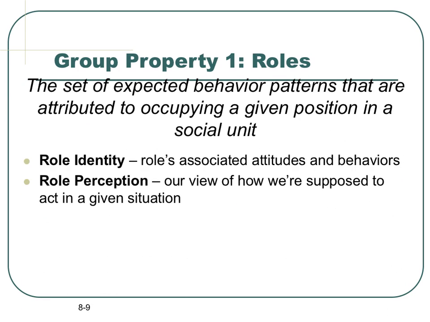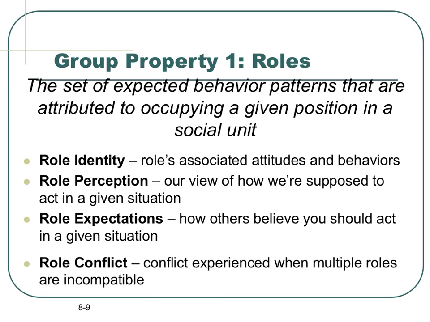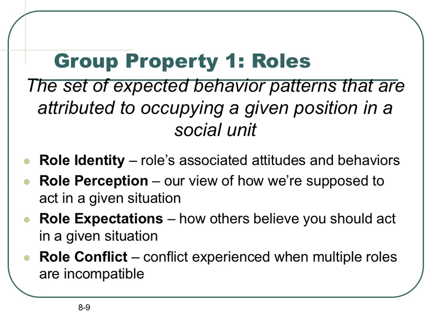What are the roles of the group? Group role means the different roles a person plays as a part of the group. It is the set of expected behavior patterns attributed to occupying a given position in a social unit. Role identity means the attitudes and behaviors that are associated with a role, while role perception means our views of how we are supposed to act in a given situation. There are two other roles: role expectations, how others believe you should act in a given situation, the expectations of others. Role conflict means the conflict experienced when multiple roles are incompatible.